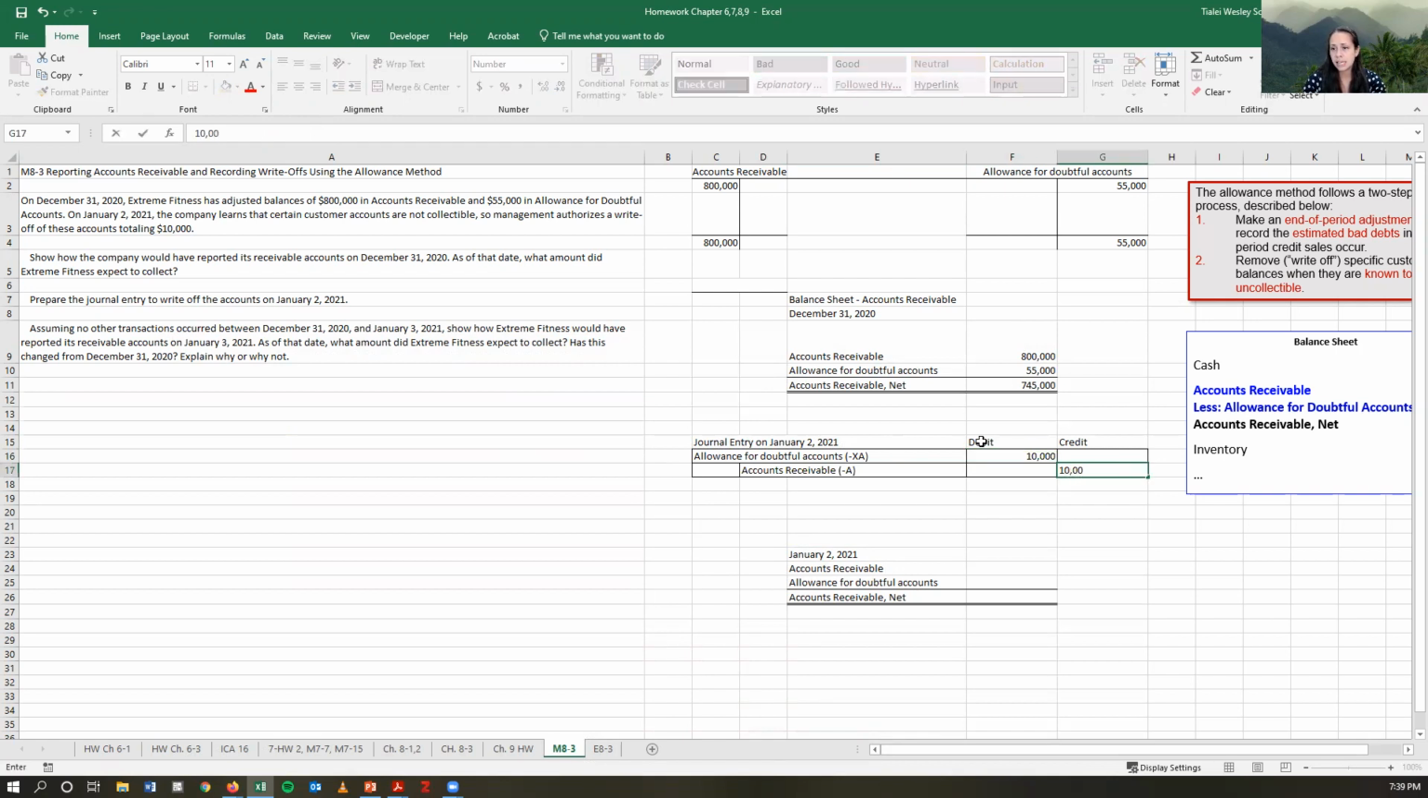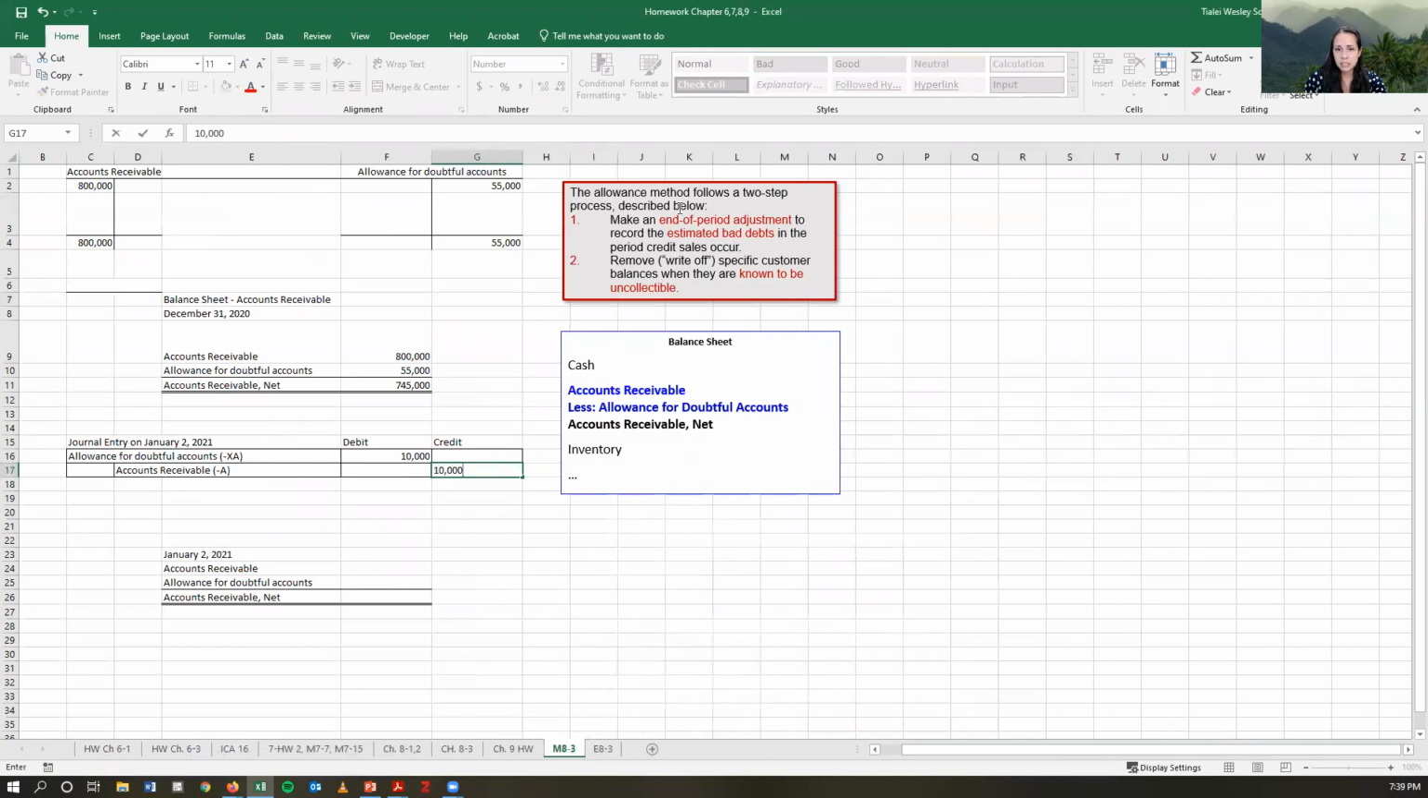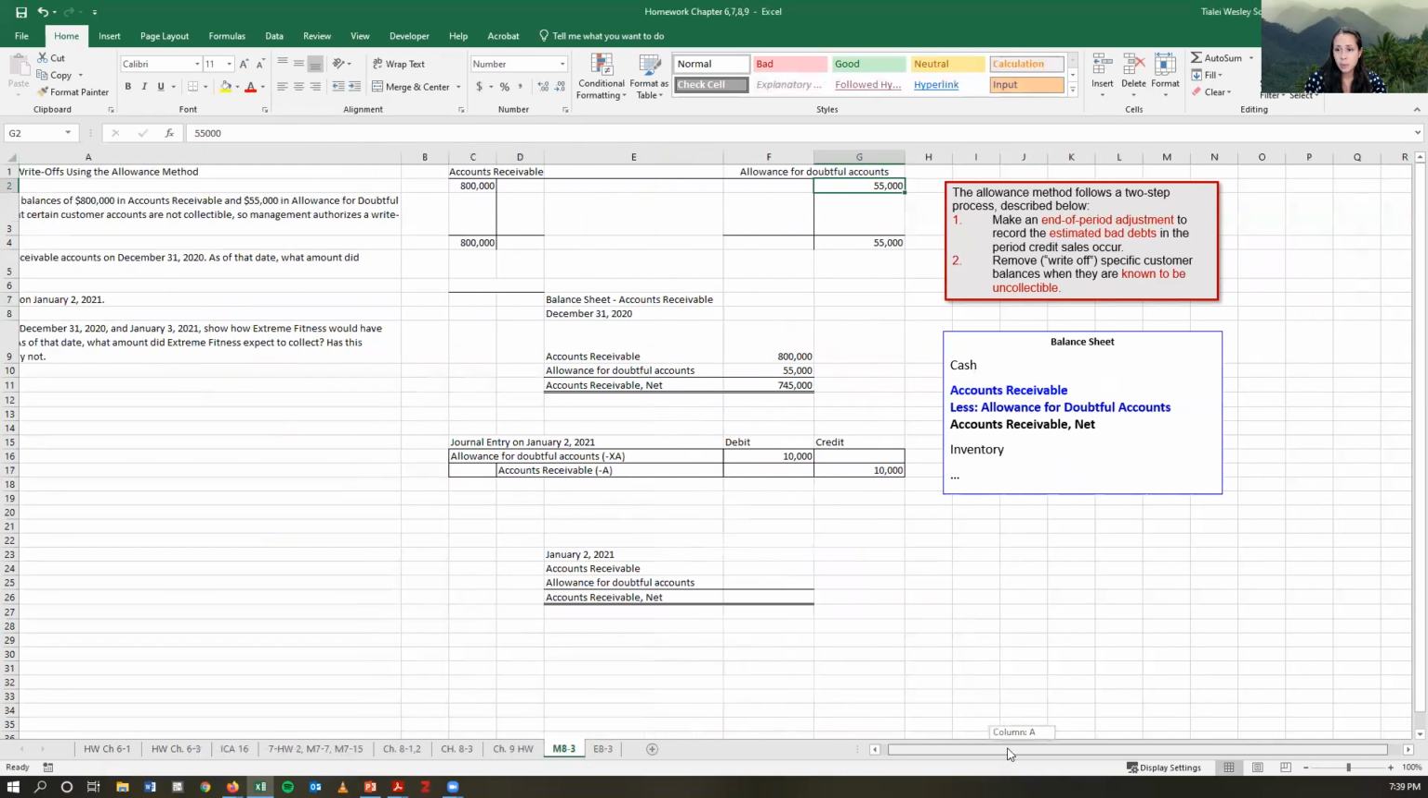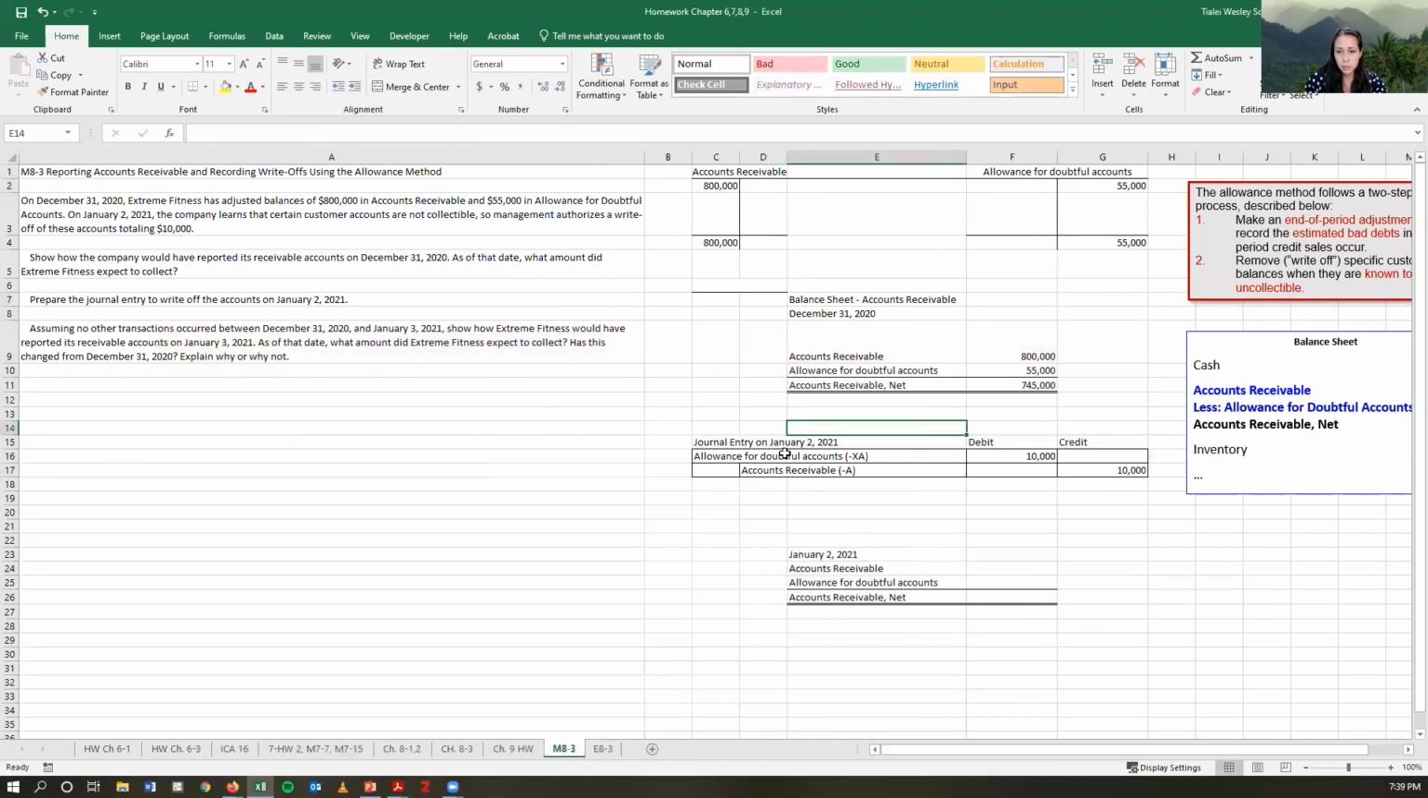So we're actually in the second step. They've already made this estimate, the end of period adjustment. This was the adjustment with bad debt expense debit, credit your allowance for doubtful accounts. And now we're going to remove specific customer balances when they are known to be uncollectible. So this one was known to be uncollectible, and we'd make this journal entry.